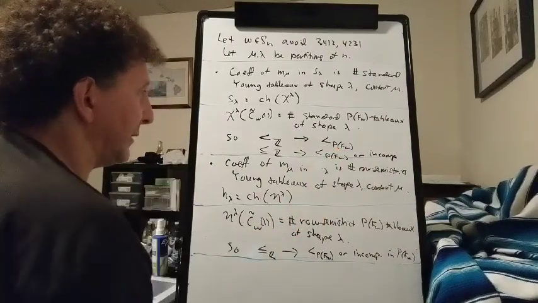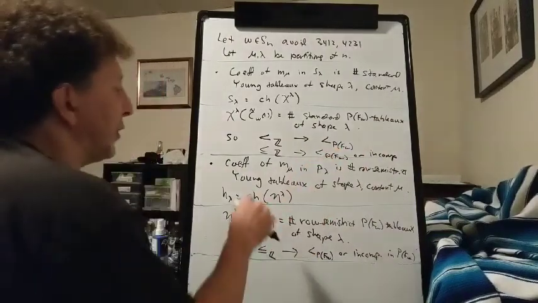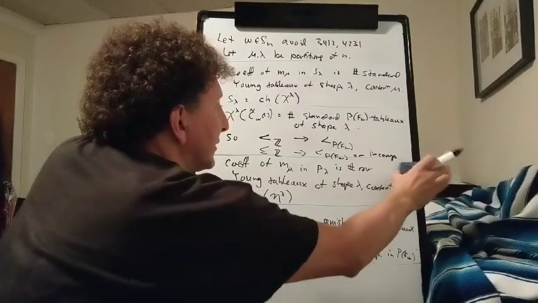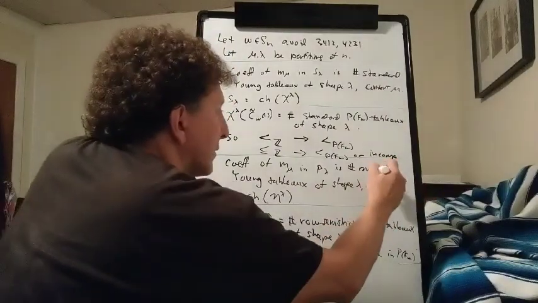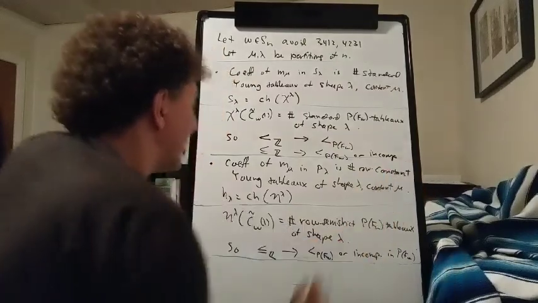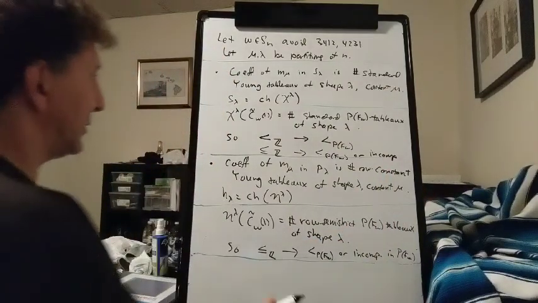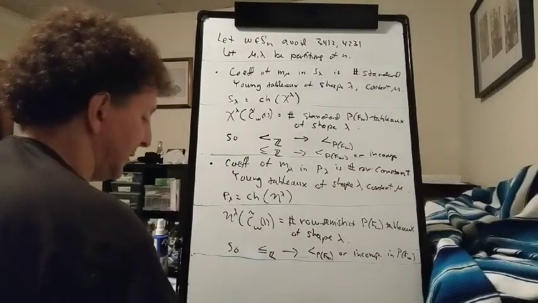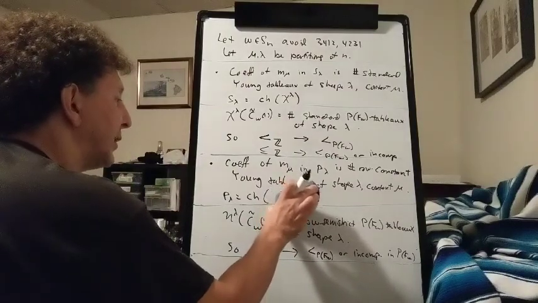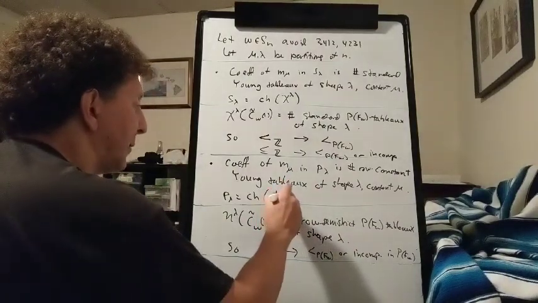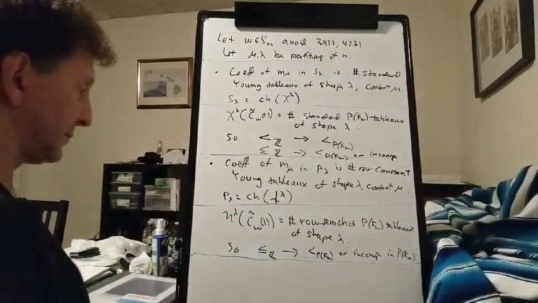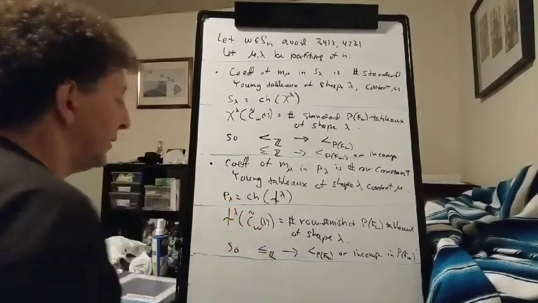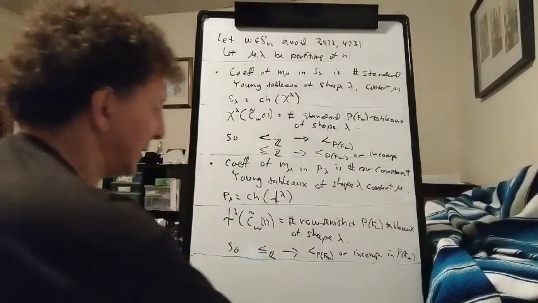Alright, now let's look at the power sum basis. The coefficient of m_mu in the power sum p_lambda is the number of row constant Young tableaux of shape lambda and content mu. Now the power sum is the Frobenius characteristic of the power sum trace. And when we apply the power sum trace to a Kazhdan-Lusztig basis element, we get a couple of things.